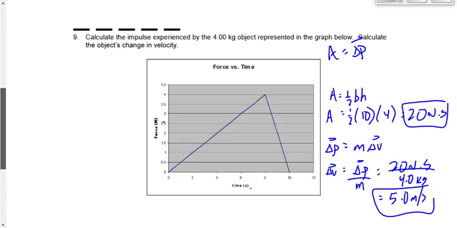We got positives there. Should we have gotten positives for impulse and for delta V? Yeah, if the impulse is positive, which it should be because we're above the x-axis, and we're moving in the positive direction, then that means our change in velocity should be positive as well, right? We should be speeding up.